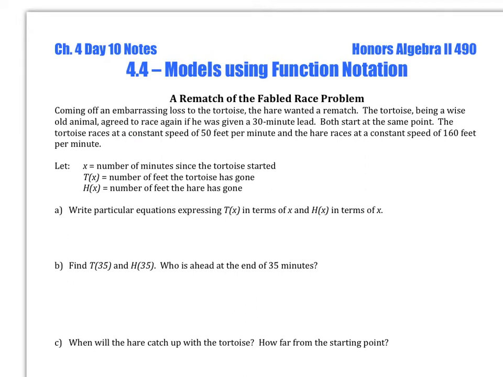We are given the fact that the tortoise gets a 30-minute lead, right? We're also told that the tortoise races at a constant speed of 50 feet per minute. That's like our slope for the tortoise. So then what about the hare? Well, the hare, we are told, races at a speed of 160 feet per minute. We can think of that as the slope for the hare. Okay, let's write our equations.